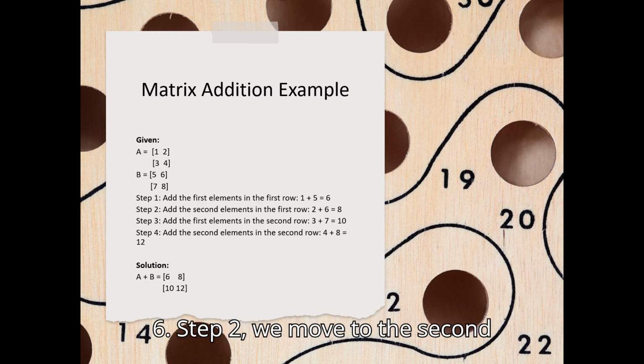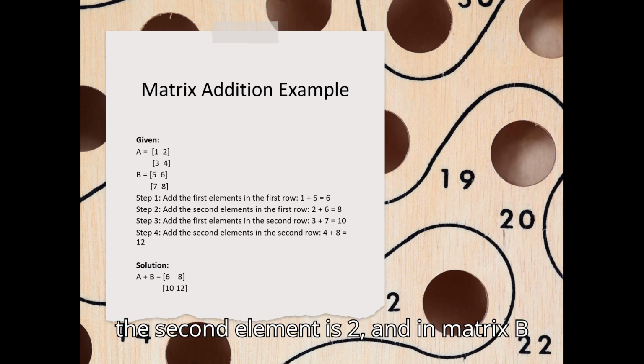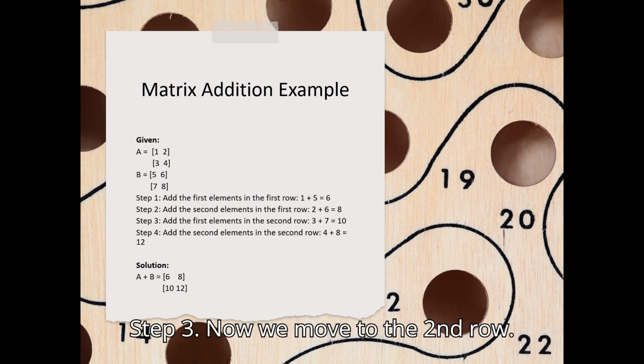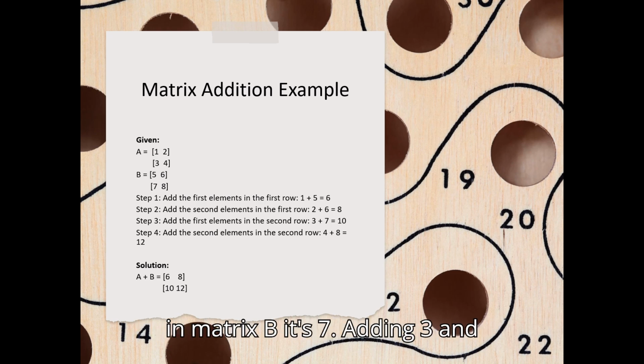Step 2, we move to the second element in the first row. In matrix A, the second element is 2, and in matrix B, it is 6. Adding 2 and 6 gives 8. Step 3, now we move to the second row. The first element in matrix A is 3, and in matrix B, it's 7. Adding 3 and 7 gives 10.